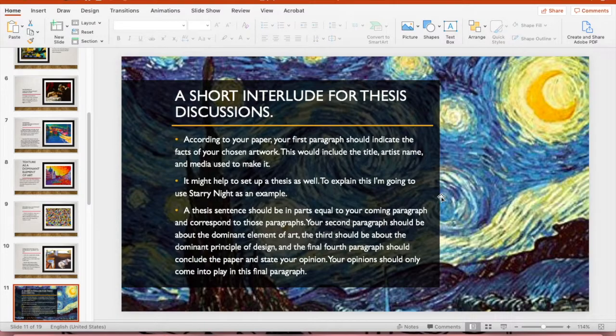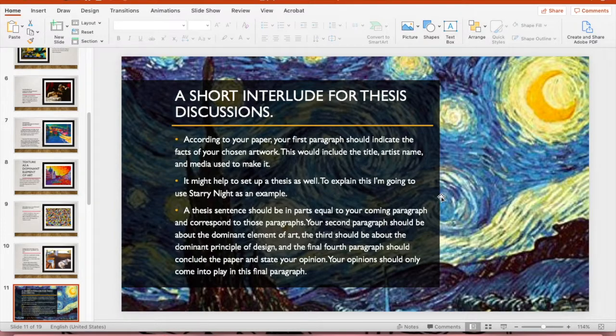To explain this, I'm going to use Starry Night as an example. A thesis sentence should be in parts equal to your coming paragraphs and correspond to those paragraphs. Your second paragraph should be about the dominant element of art. The third should be about the dominant principle of design, and the fourth, final paragraph should conclude the paper and state your opinion. Your opinion should only come into play in this final paragraph.